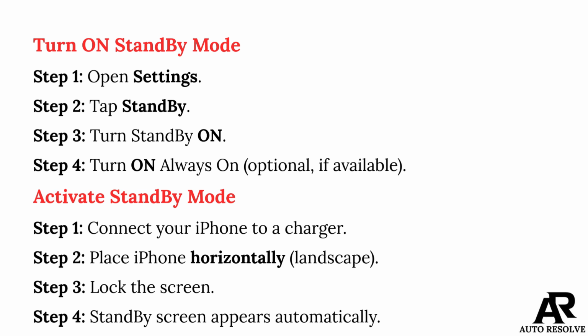Activate Standby Mode. Step 1. Connect your iPhone to a charger. Step 2. Place iPhone horizontally, landscape. Step 3. Lock the screen. Step 4. Standby screen appears automatically.